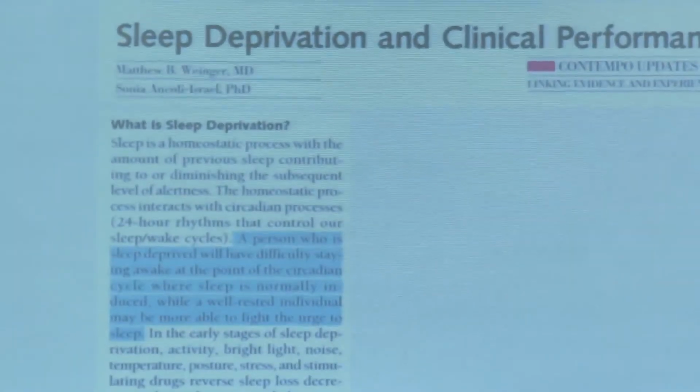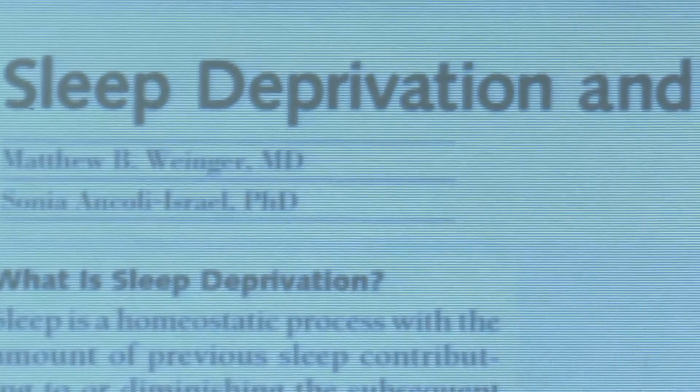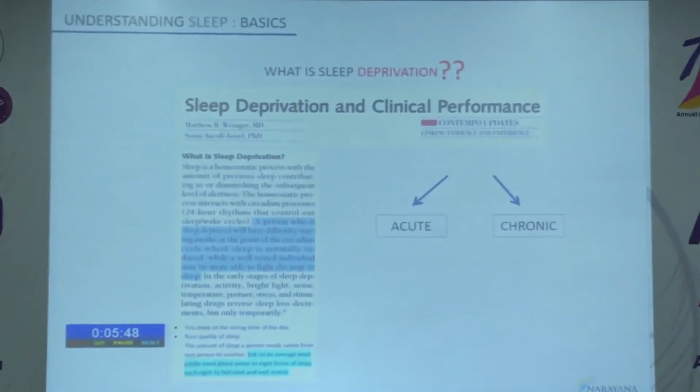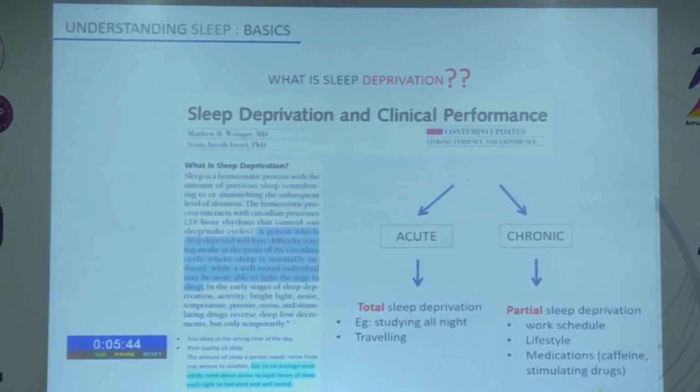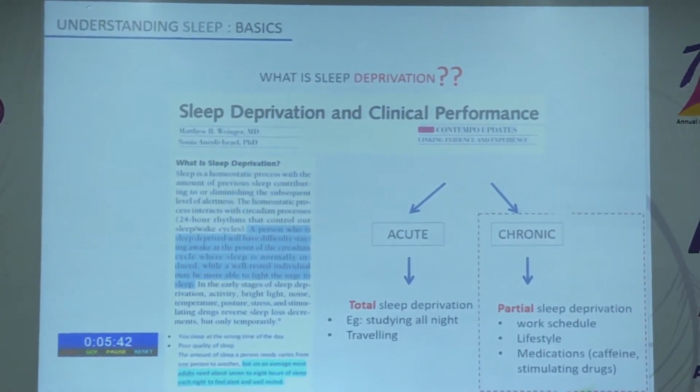My topic for today is sleep deprivation and its impact on the quality of vision. So as we all know, what exactly is sleep deprivation? If a person is not having a good 8 hours of sleep, it's called sleep deprivation. It can either be acute or chronic. Acute is usually a couple of days, and chronic when it's prolonged over a period of time.